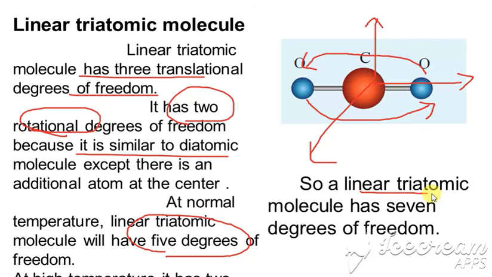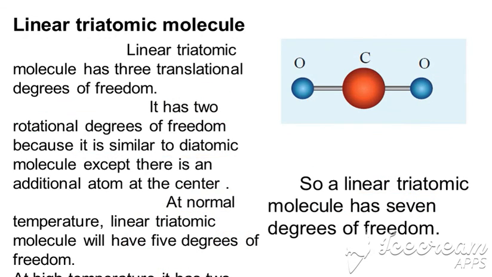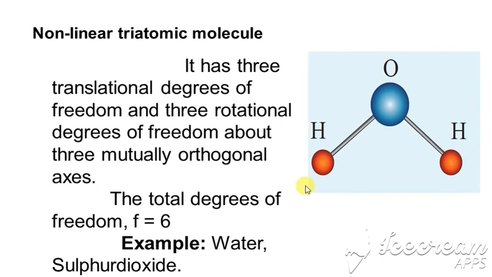This is for the linear triatomic molecule at normal temperature. In the same way, when you consider high temperature, there is an additional 2. So in total we have 7 degrees of freedom for high temperature. At normal temperature it is 5 degrees of freedom. Clear?